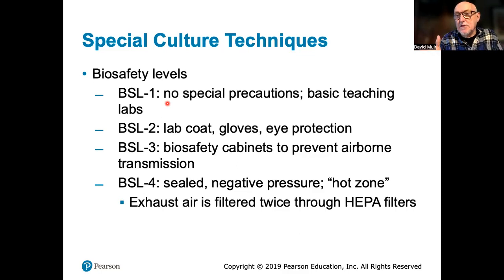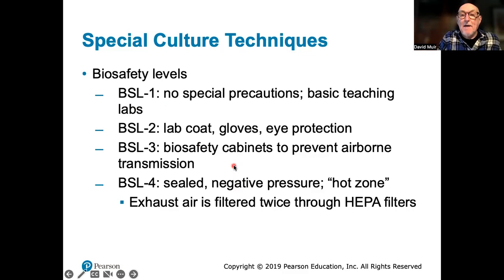There's just ordinary protective gear used, the lab coat, as you all wear in lab, gloves, frequent hand washing, and eye protection if need be, particularly if you're transferring broths and things like this. But the risk of pathogenicity is very, very low. So ordinary common sense and aseptic technique is sufficient to keep it safe.